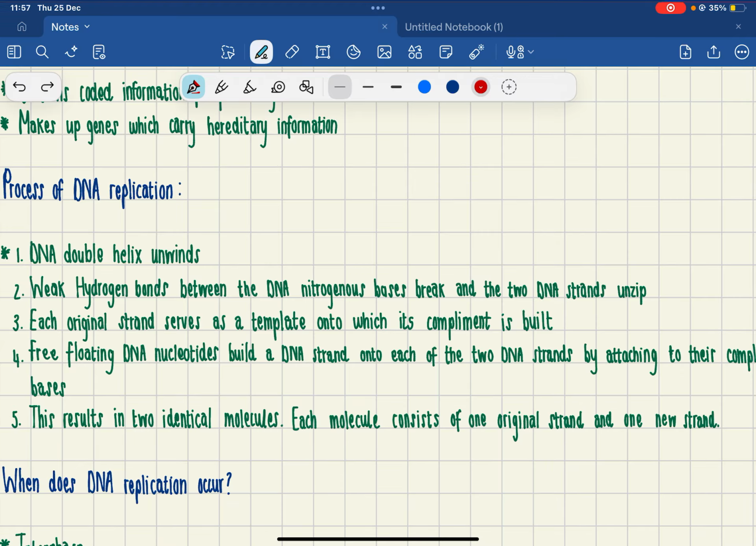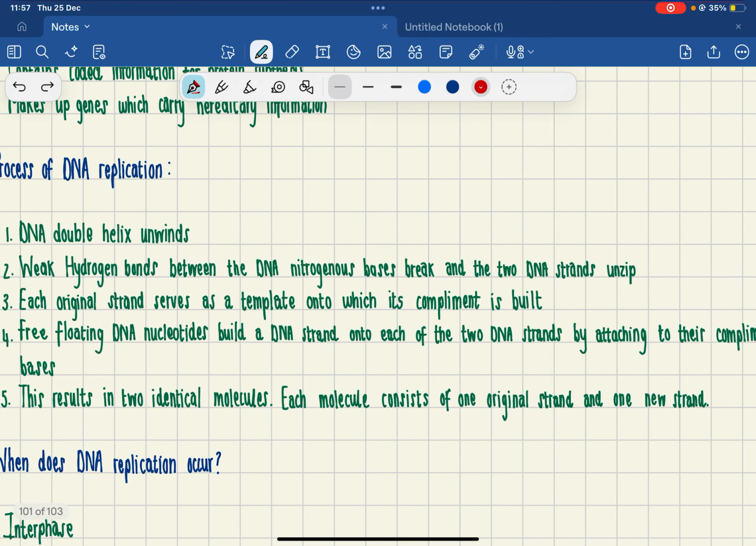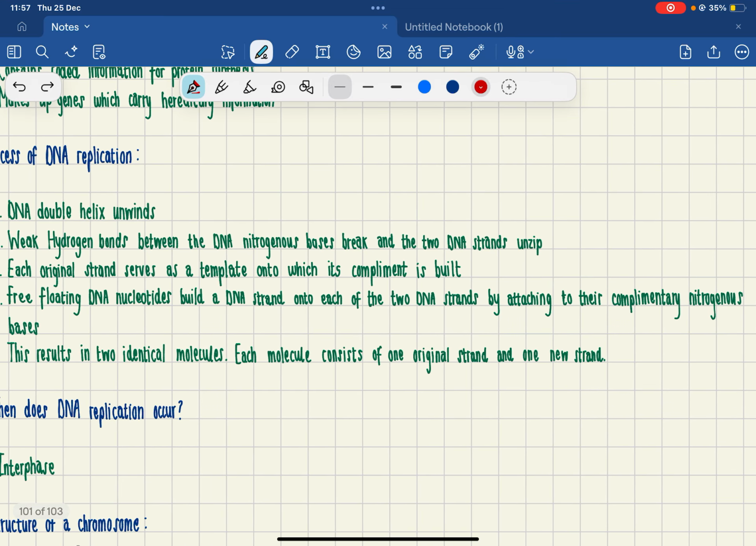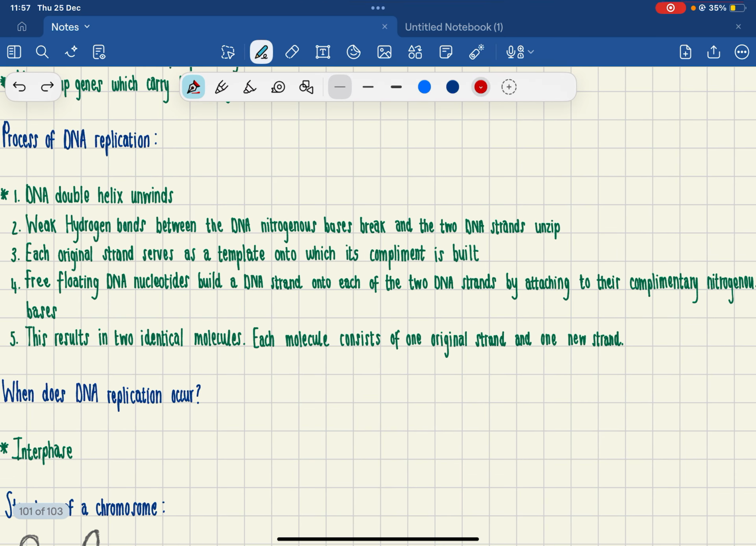But how is this complement built? The free-floating DNA nucleotides in the nucleoplasm build a DNA strand onto each of the two strands of DNA by attaching to the complementary nitrogenous bases. This will then result in two identical molecules being formed, and each molecule will have one original strand and one new strand.